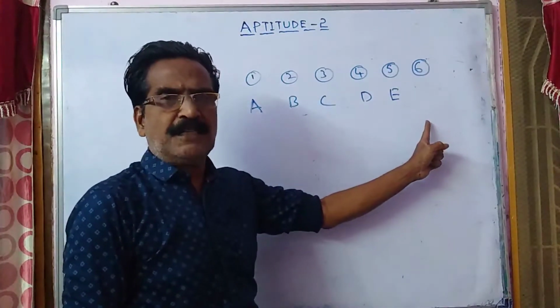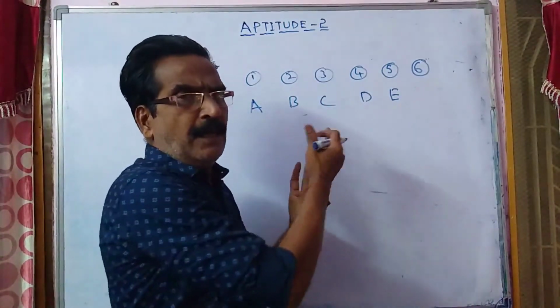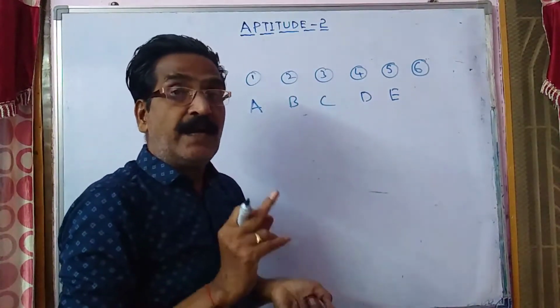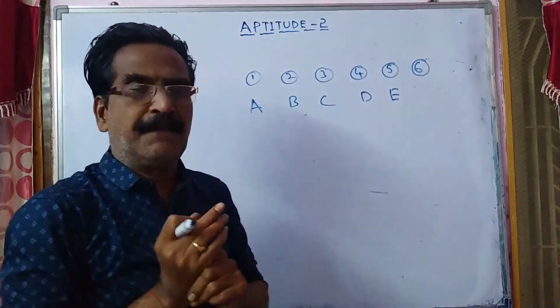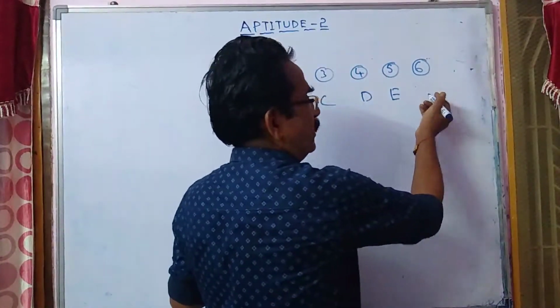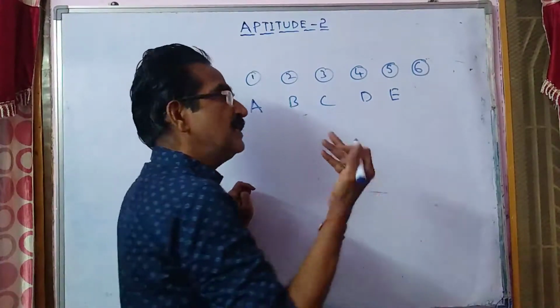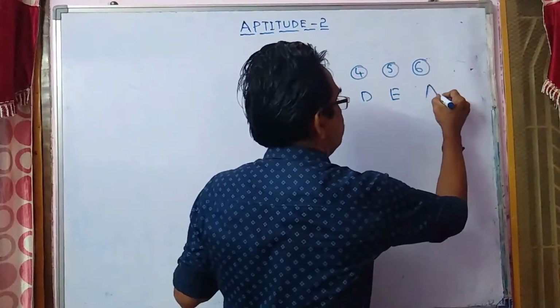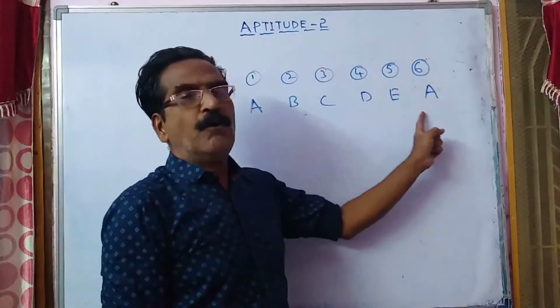5 subjects. So 5 subjects can be allotted to 5 periods, and one period will be remaining. In this period, you can give either A or B or C or D or E. Say first let us take A. Let us take A. So in how many ways?